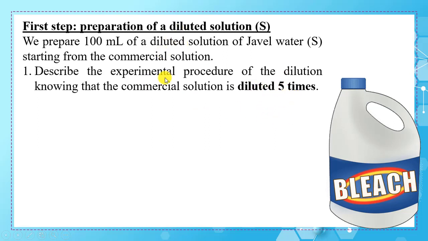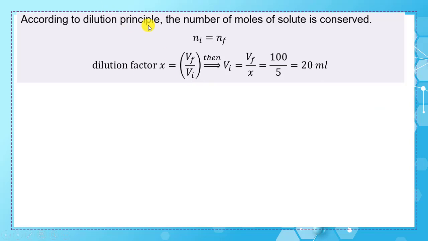So, in this step, we have a dilution. 100 ml is the volume of the solution to be prepared, therefore it stands for V. And it should be diluted 5 times. This 5 times is the number of dilution times, or the dilution factor. To describe the experimental procedure, we should first know how much we should withdraw from the commercial solution in order to do this dilution. So we write, according to the dilution principle, the number of moles of solute is conserved. So initial equals final.